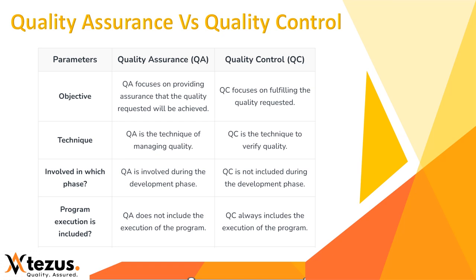whereas quality control focuses on fulfilling the quality requested. Okay, and the techniques we use: QA is the technique of managing quality. Okay, QC is the technique of verifying the quality. Here we have to manage that the quality is followed, and in QC we have to maintain the techniques to verify the quality.